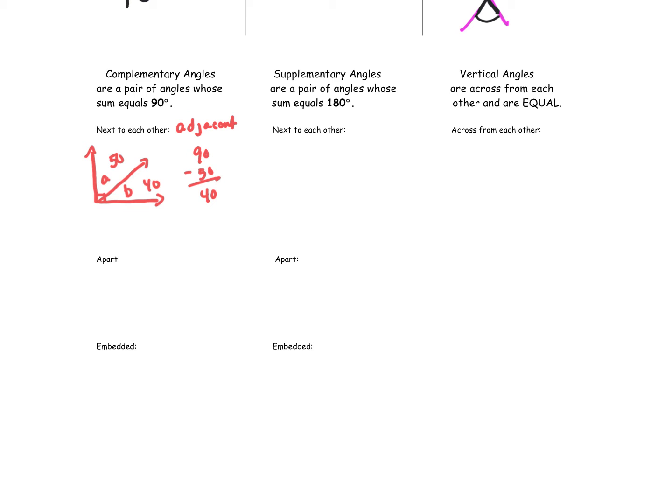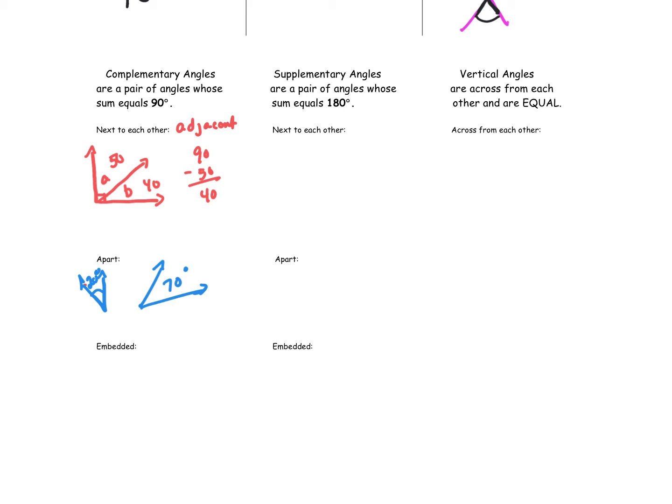Sometimes they give us angles that are apart from each other. So if they were to show me an angle that was, say, 20 degrees, and then this angle was 70 degrees, I would know that these two angles are complementary because the pair of angles, their sum, would add up to 90 degrees.